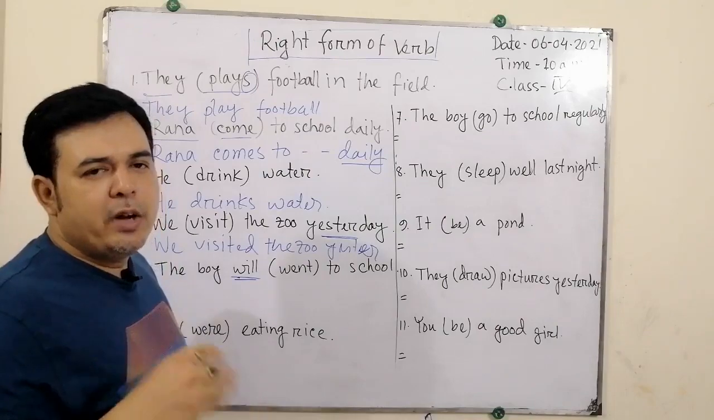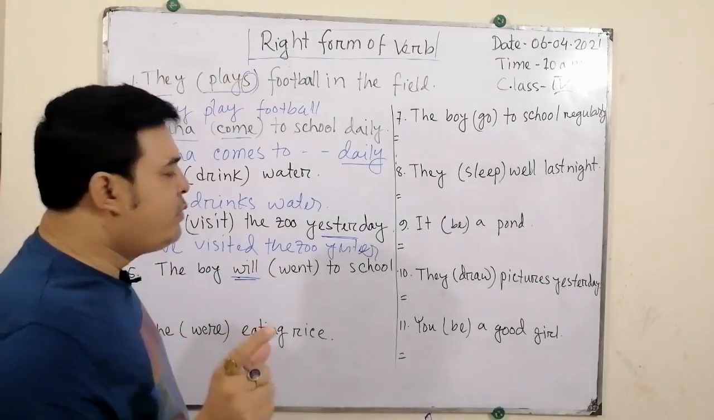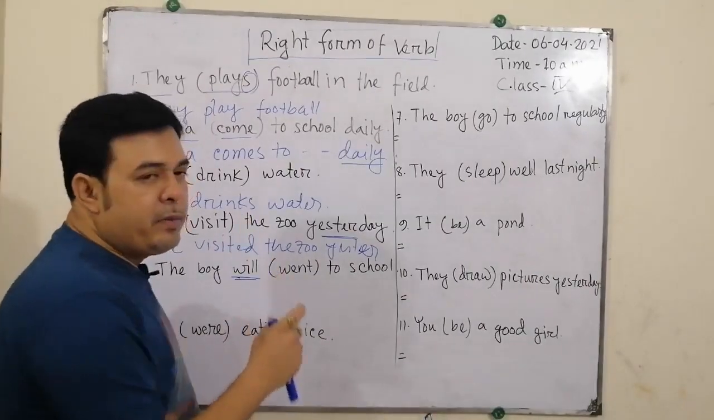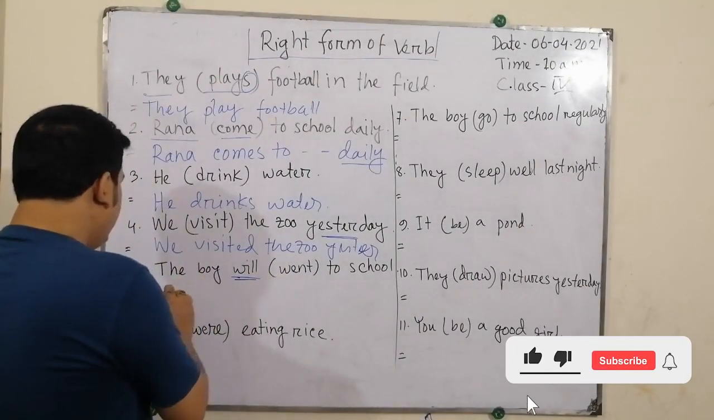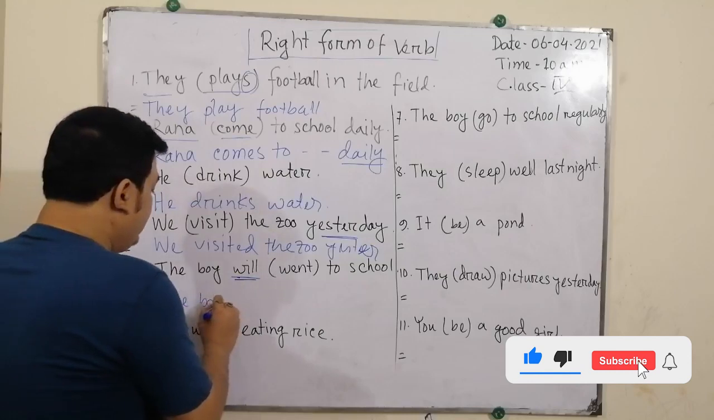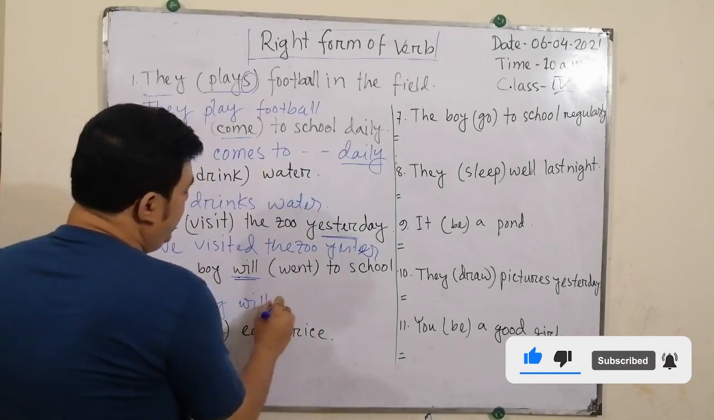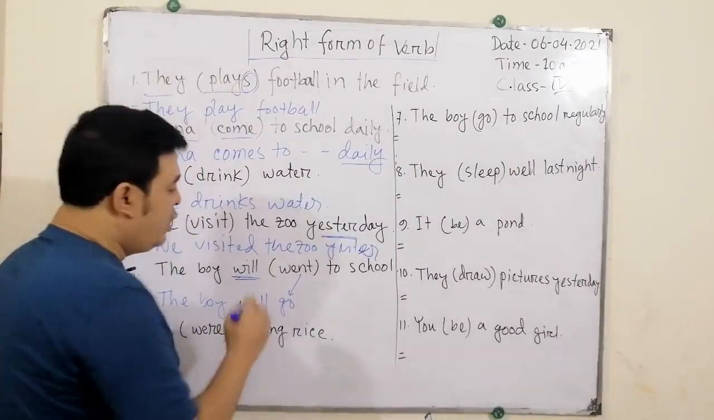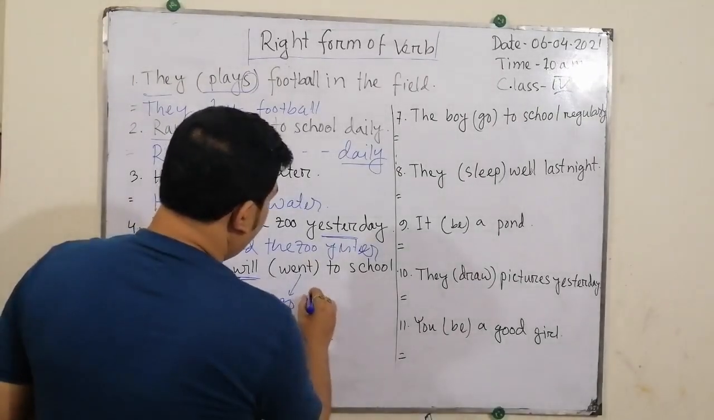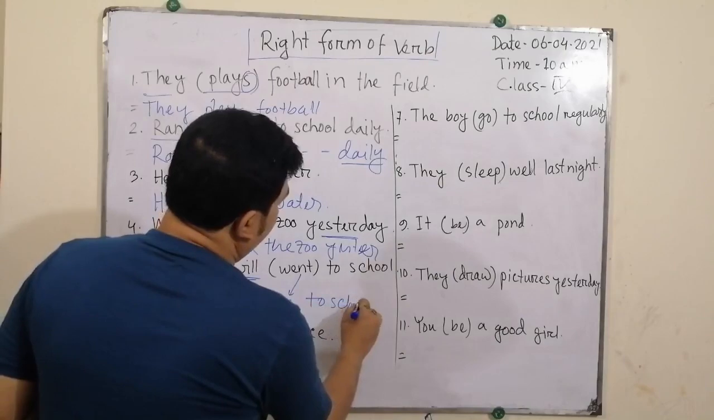Each and every time we have to use what? We have to use verb base form. So the answer will be what? The boy will go. Went এর base form হচ্ছে what? Go. The base form of went, go to school.